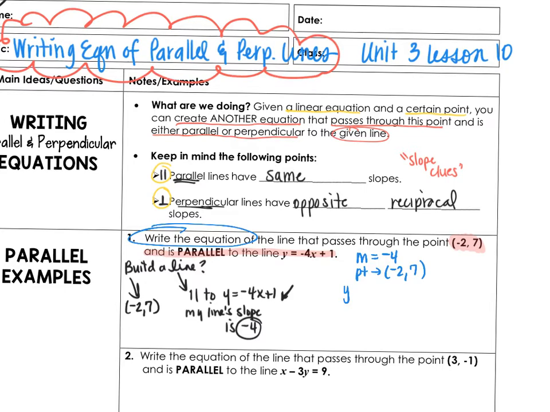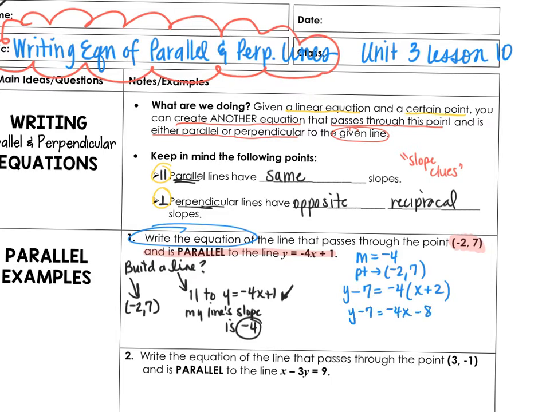Let's put that in point slope form. Y minus 7 is equal to -4 times x plus 2. That again, it doesn't go away, guys. And that is the line that I've just built. That's the line that passes through this point and is parallel to this line, which means it has the same slope. And now I finish up that line by switching it from point slope into slope intercept form for my final answer.